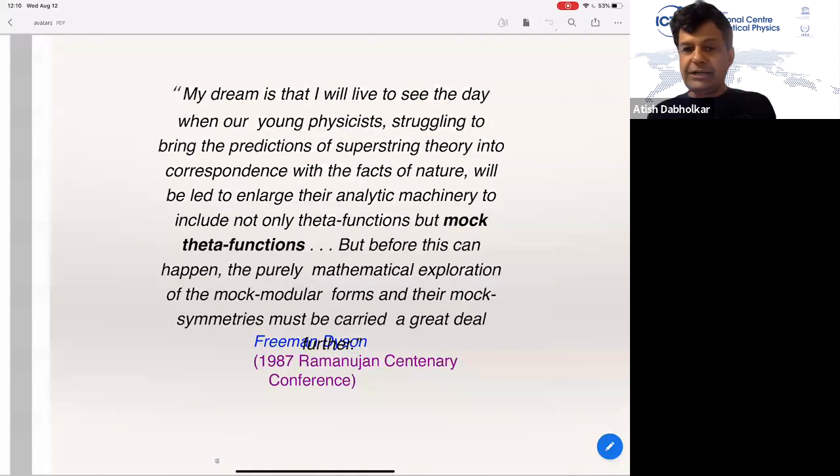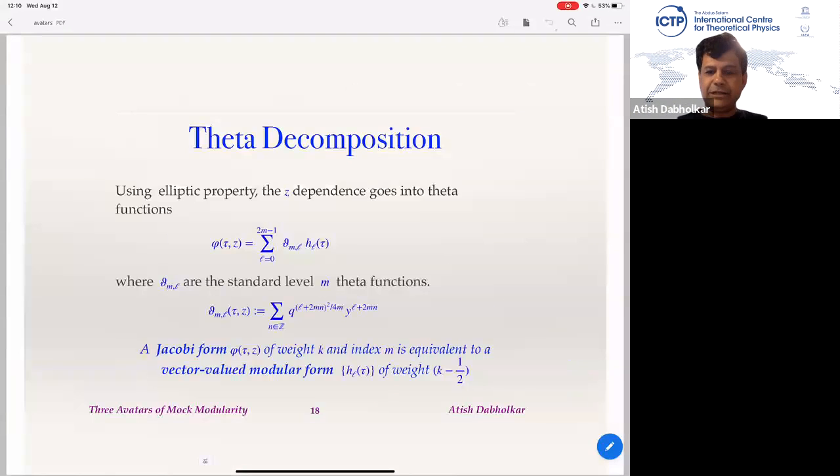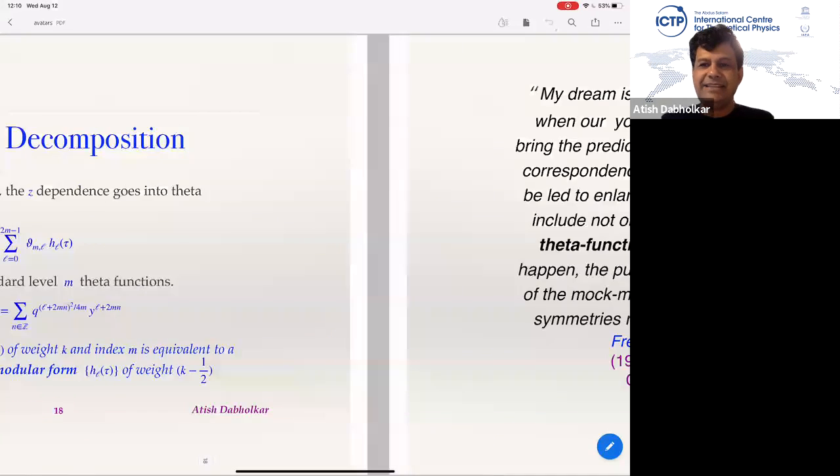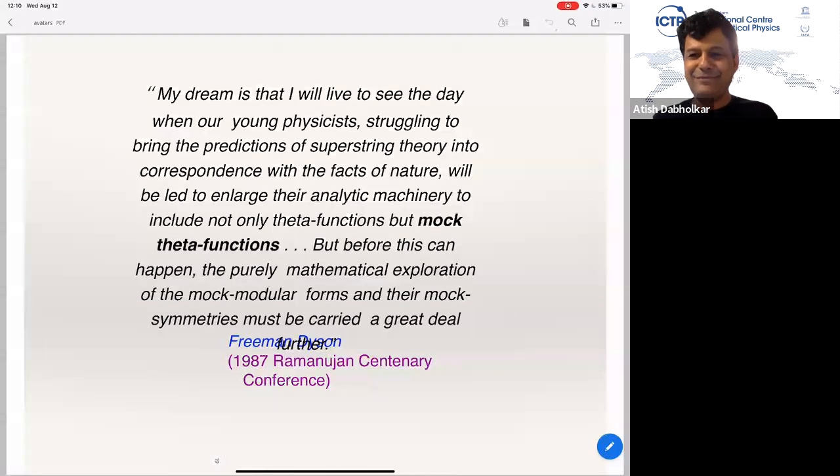Now, what does this have to do with physics, and why should we now worry about this? And yeah, why are we, 1 century after Ramanujan, talking about mock modular forms? So there was a very beautiful essay by Freeman Dyson when I was a graduate student, actually. I don't want to tell you, but it was in 1987, Ramanujan Centenary Conference.